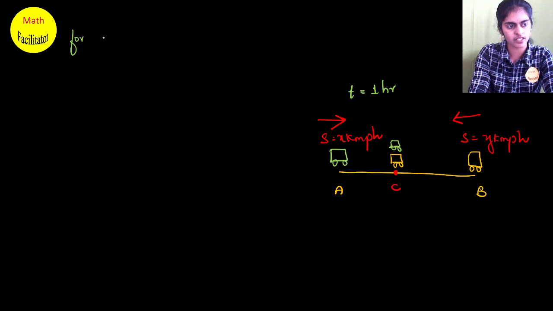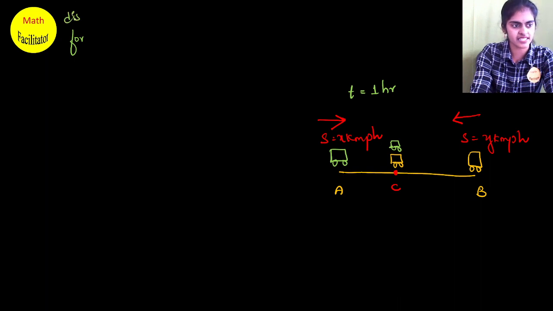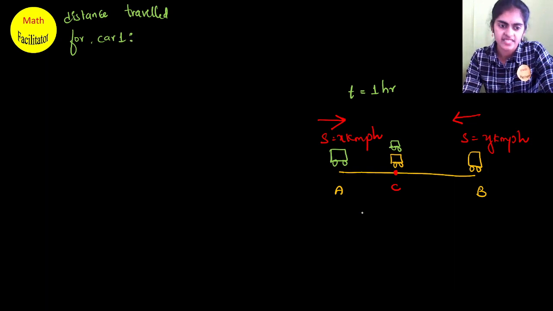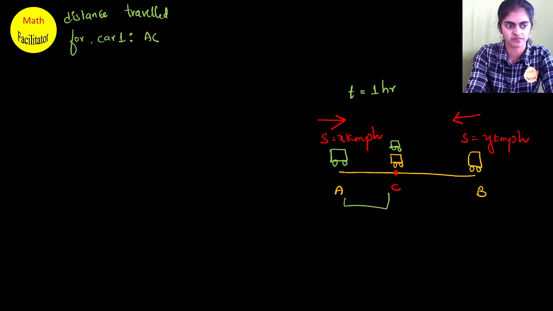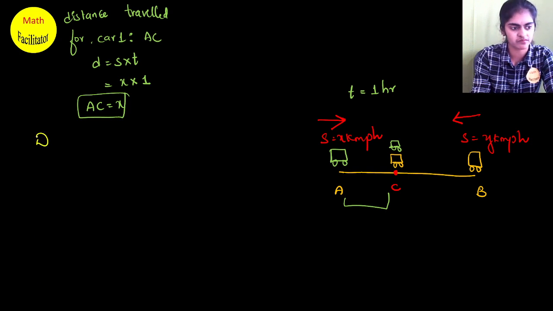Again, for the first car, what is the distance traveled? The first car is traveling only A to C. You know distance traveled equals speed into time. Speed is x kilometers per hour, time is 1 hour. So the distance traveled AC is 1 into x, which is x. Now for the second car, let us see.